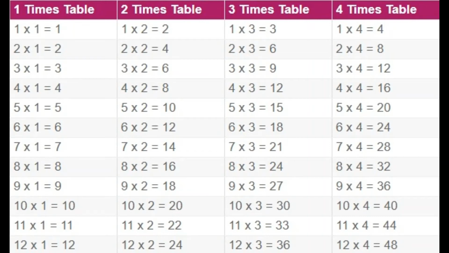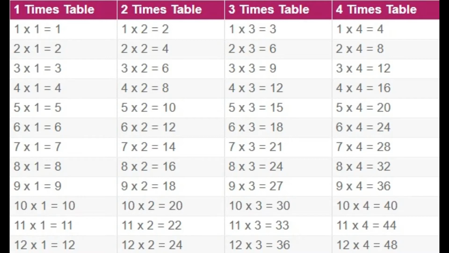1 times 1 is 1. 2 times 1 is 2. 3 times 1 is 3. 4 times 1 is 4. 5 times 1 is 5. 6 times 1 is 6. 7 times 1 is 7. 8 times 1 is 8. 9 times 1 is 9. 10 times 1 is 10. 11 times 1 is 11. 12 times 1 is 12.